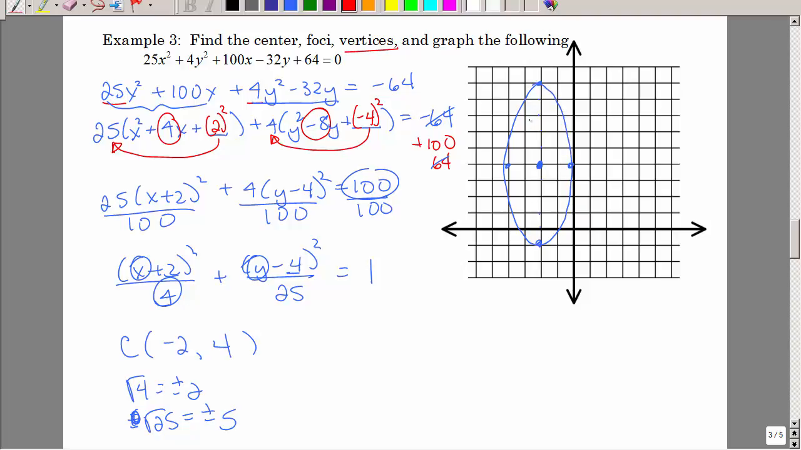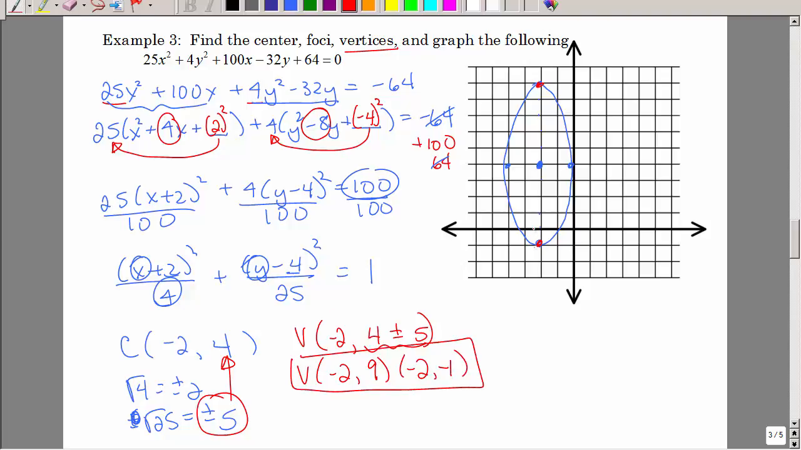Let's talk about those vertices. Again, the endpoints of the major axis. And how far did I go up and down? Plus or minus 5. So I'm going to have negative 2, 4, plus or minus 5. But I don't want to leave my answers like that since I actually can add those numbers. Or of course you could just read them off the graph. Last thing would be your foci.